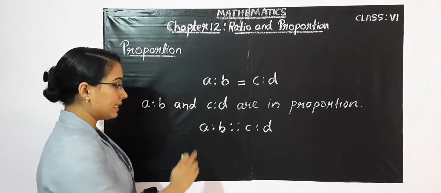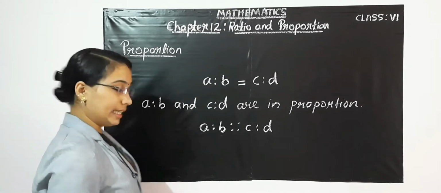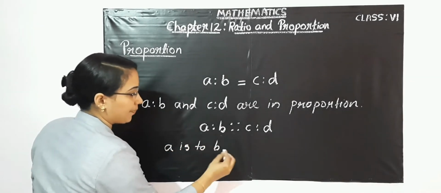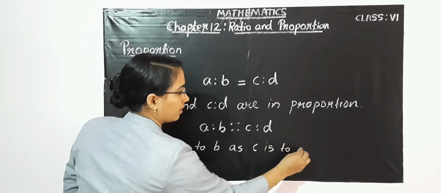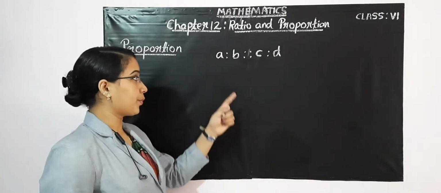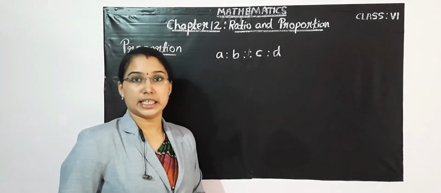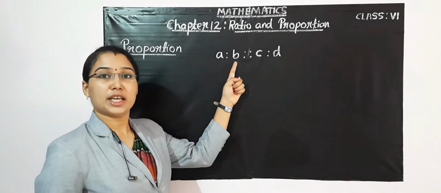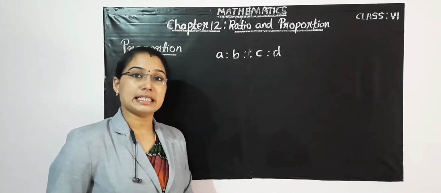And how to read this? A is to B as C is to D. Okay. So, in this proportion, A, B, C, D are called terms in the proportion. Here the first term is A, second term is B, third term is C and fourth term is D.